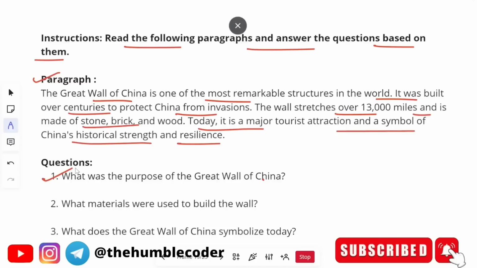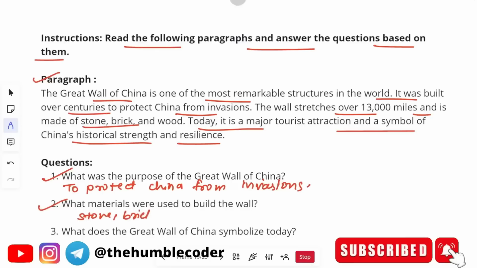Let's see the first question that we have. The first question is, what was the purpose of Great Wall of China? The answer for this is going to be, the purpose of Great Wall of China is to protect China from invasions. Okay, let's see the next question. What material were used to build the wall? The answer will be, the materials that were used to build the wall were stone, bricks, and woods.